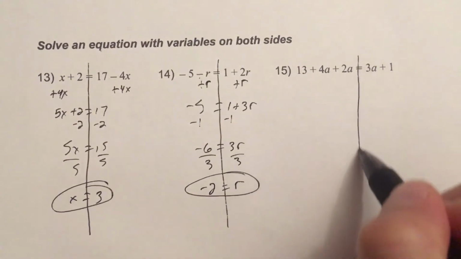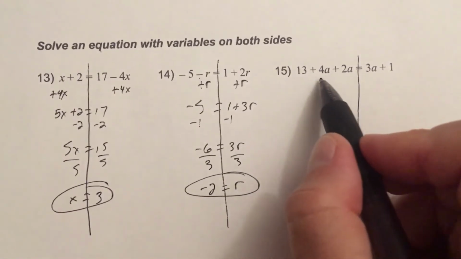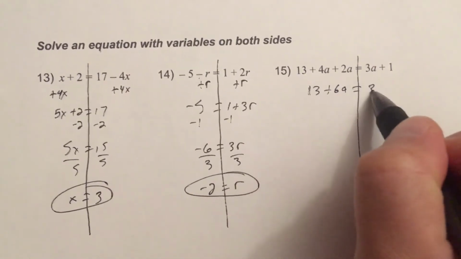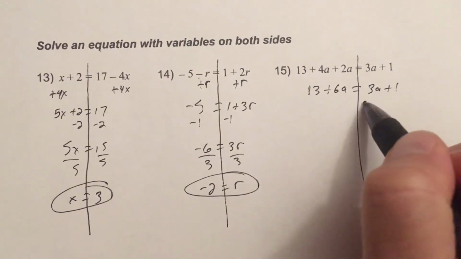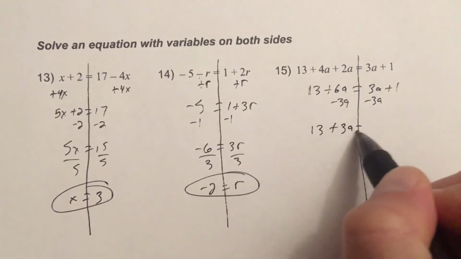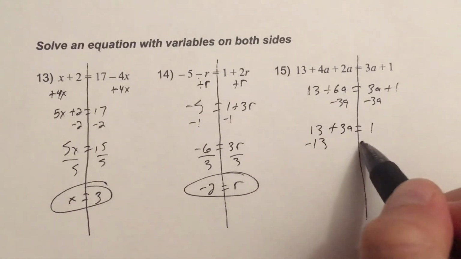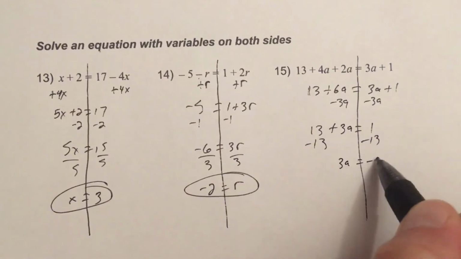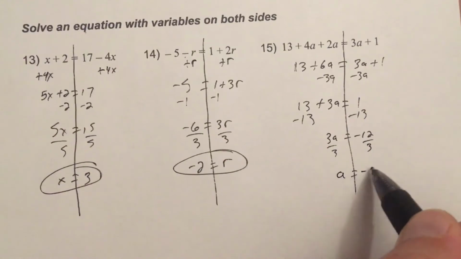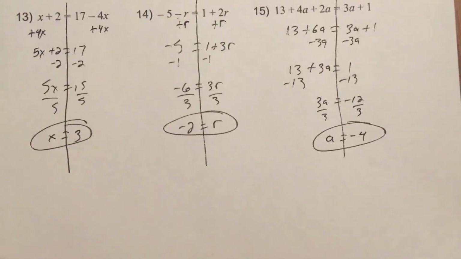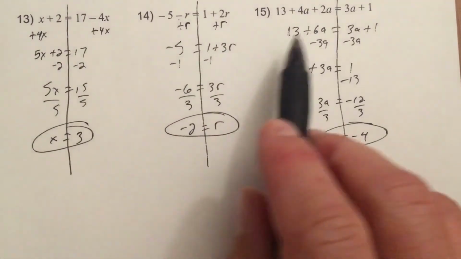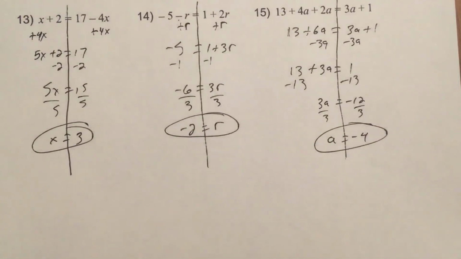And then over here, before we do any of that, let's put stuff together. So 4a plus 2a would give me 6a over here. Okay. And now I want to get rid of the smaller one. 3a is smaller, so I'm going to subtract 3a. So I get 13 plus 3a equals 1. Subtract 13. 3a equals negative 12. Divide by 3, and we end up with a equal to negative 4. So again, get rid of the smaller one. If you have to clean up something first, do that, but that's how we want to process that.